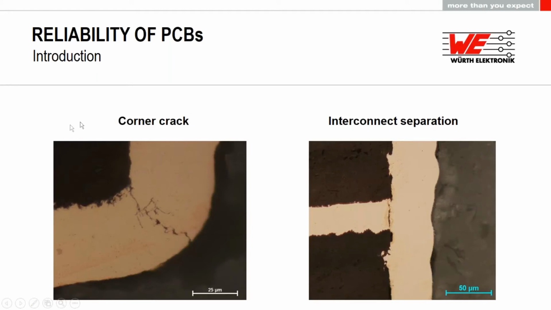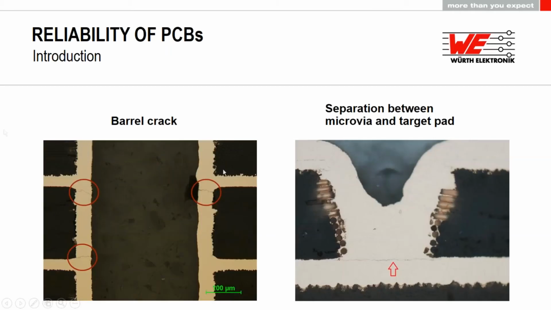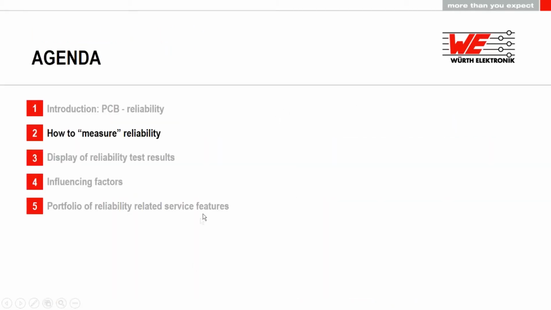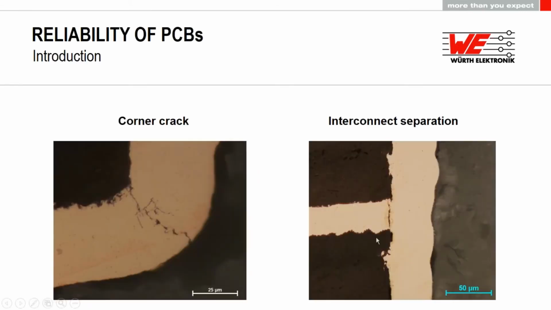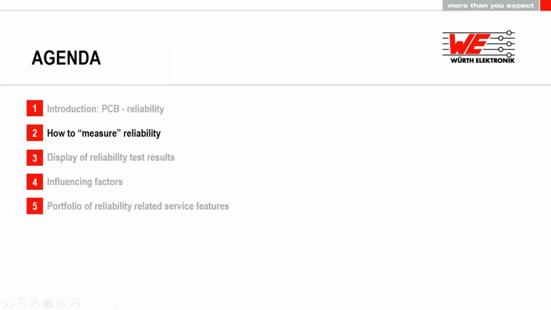How this looks in reality is shown in these images, where you can see, for example, a corner crack on the left, or an interconnect separation on the right, as well as barrel cracks, or a failure which is very hard to find, a separation between the target pad and the microvia, which is shown here and which I will come back to later. Okay, let's go to the next point.